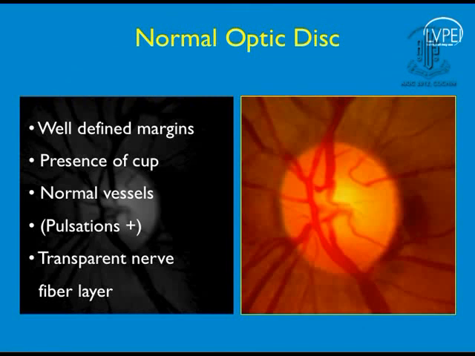Before we start, I would like to take you to a normal optic disc. A normal optic disc has well-defined margins. The neuroretinal rim is uniform and pink in color. It has a central cup. These are the normal vessels. In the majority of individuals, the vessels have pulsations and the nerve fiber layer is transparent.